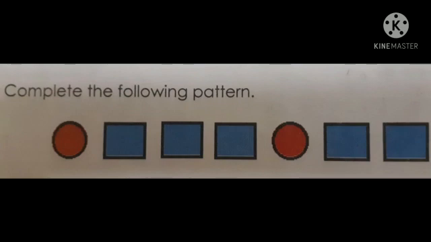Complete the following pattern. Red circle, 3 squares. Again one red circle and 2 squares are there. So students, what will be the next pattern? Here comes one square and then again we are going to repeat one red circle and 3 squares, and this will go on. Moving on to the next.